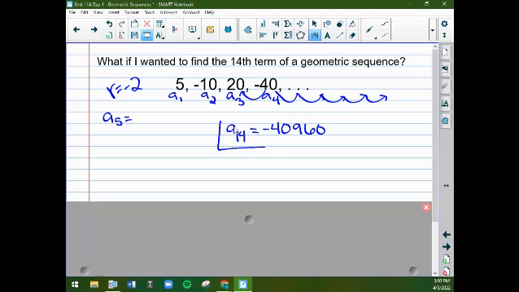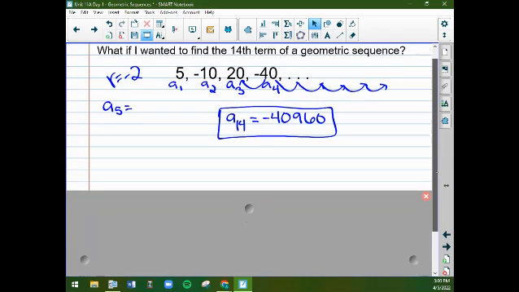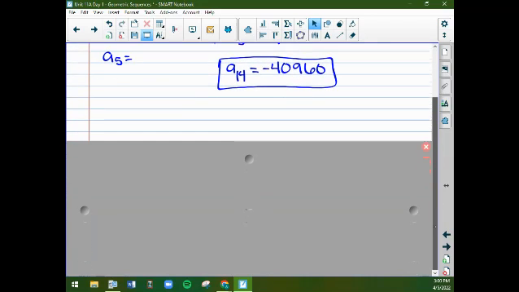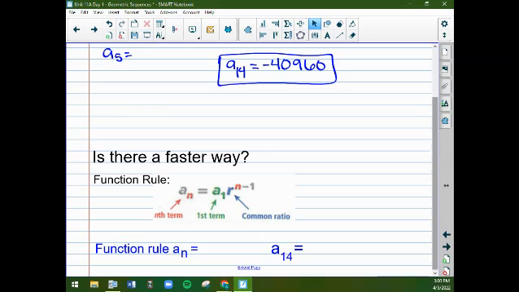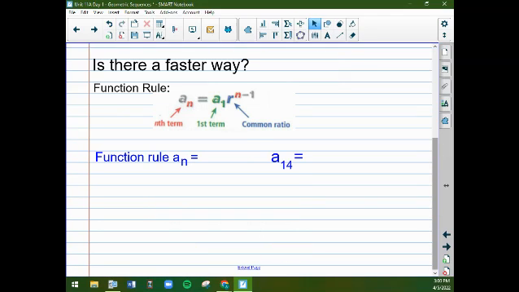All right, so I could do that in my calculator, but it wasn't that bad, right? I mean, there's only 14 terms, but what if it was something even bigger, okay? Is there an easier way to do this? Is there a formula? Well, yes, there is a faster way, and it's called the function rule, okay? So basically, we're making an equation in order to calculate any position in a geometric sequence.